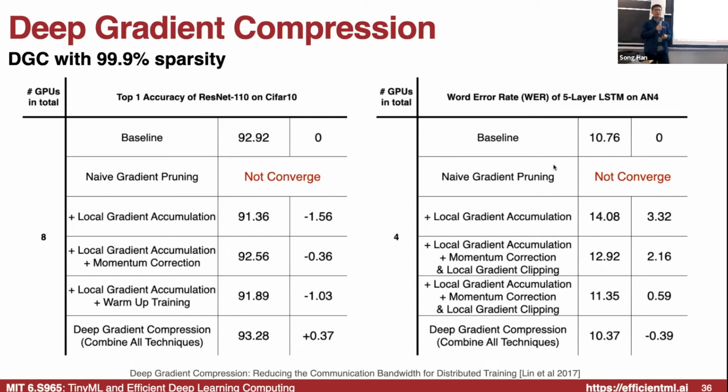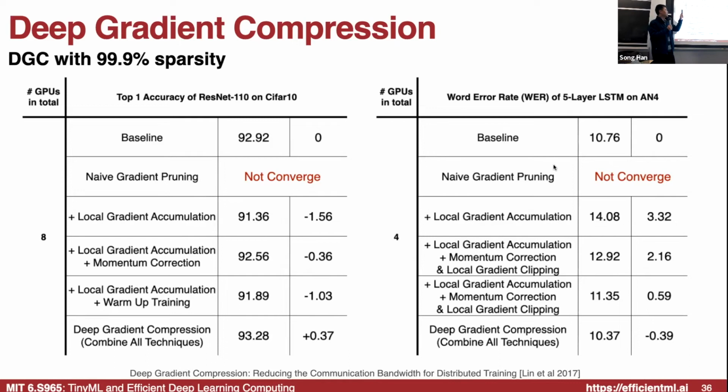Okay, so let's see how it works when we have 99.9% sparsity, meaning that only 1 in 1,000 gradients actually gets communicated. Assuming 8 GPUs, naive gradient pruning actually didn't converge with ResNet-110 on the CIFAR-10 dataset.